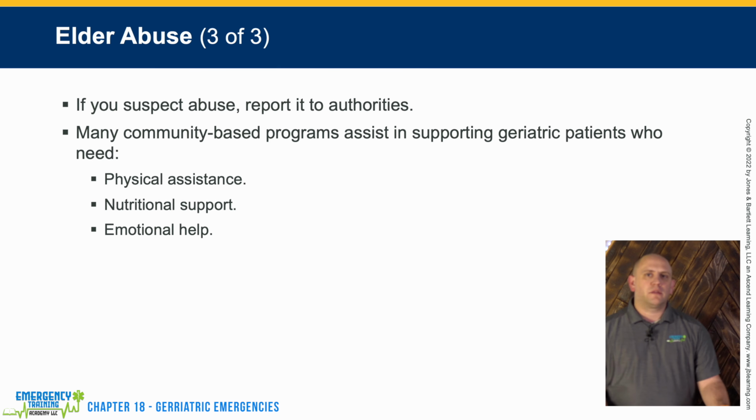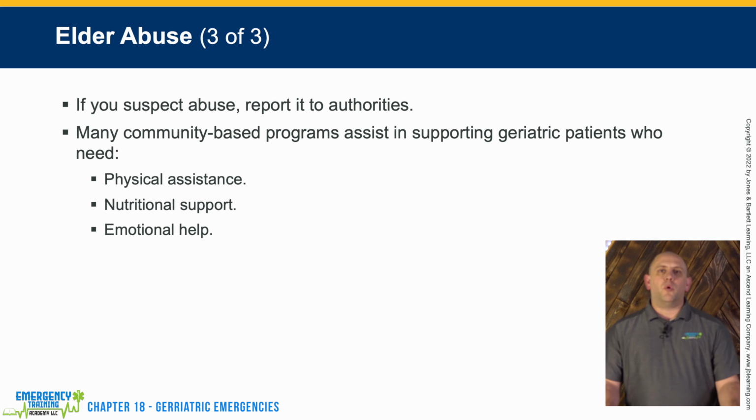If you do suspect abuse, like I said, this is one of those reportable things that we need to let the authorities know about. There are a lot of community-based programs that help our elderly populations who need either physical assistance or nutritional support, Meals on Wheels, or different programs like that that bring food around. And then there are also many programs that provide emotional support, people going in and speaking with and having daily interactions with these patients so that they don't feel so alone.